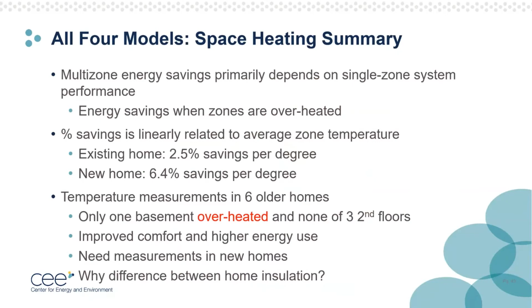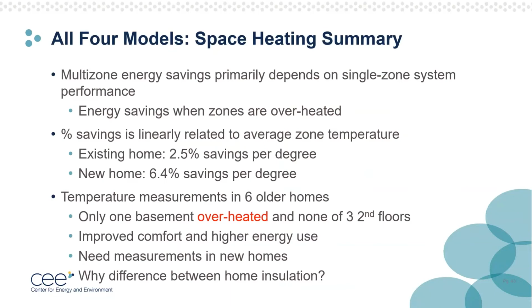Second, we found that the percent energy savings were linearly related to the difference between the first floor temperature and the temperature in the other zones. However, the percent savings was different for the existing and the new home configurations. For existing homes, the savings changed by about 2.5% per degree difference in the zone temperatures, and it was 6.4% for the new homes. What this means is that if a single zone system overheats the basement and second floor by an average of 1 degree, a multi-zone system would produce 6.4% savings for a new home.